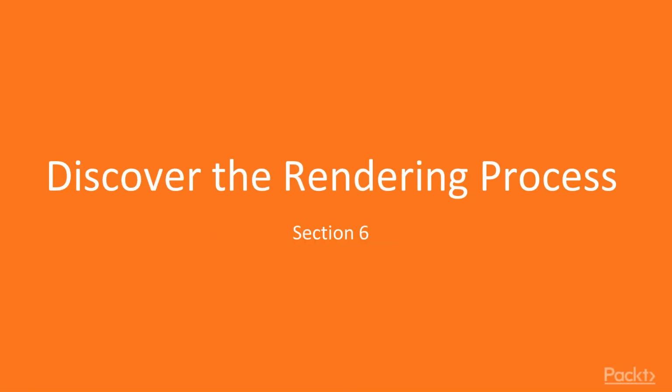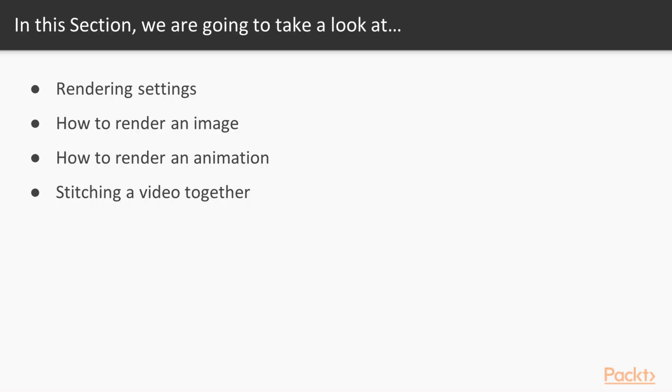Welcome back to Section 6, Discovering the Rendering Process. In this section, we will render out and export the animation that we created in the last section. Throughout this section, we will learn about the different render settings within Blender, as well as how to save an image render. After this, we will go over how to render an animation into individual frames, and then how to stitch the frames back together as a video file.